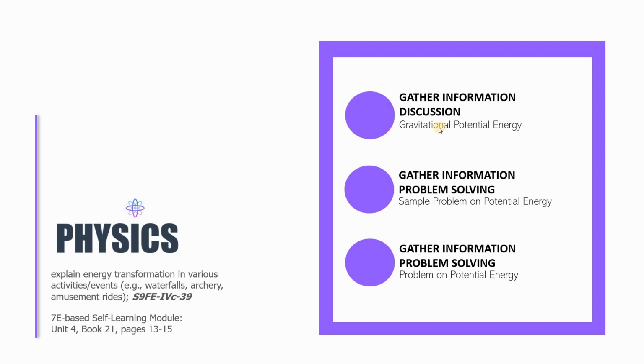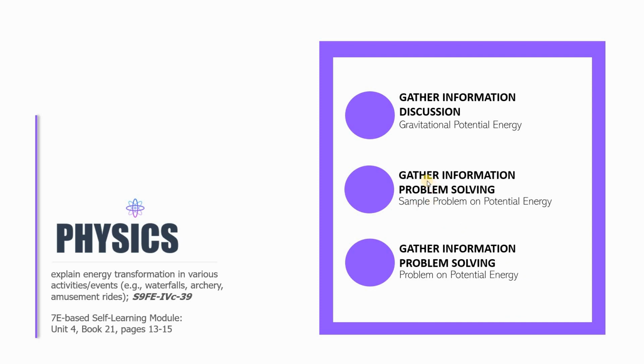In this session we have the following parts to finish. The first part is a discussion to gather information on gravitational potential energy. That is going to be followed by guided problem solving on a sample problem on potential energy, particularly on gravitational potential energy. And then the last one, you will be solving a problem by yourself. It's an independent problem solving activity on a problem on potential energy, again, particularly on gravitational potential energy.